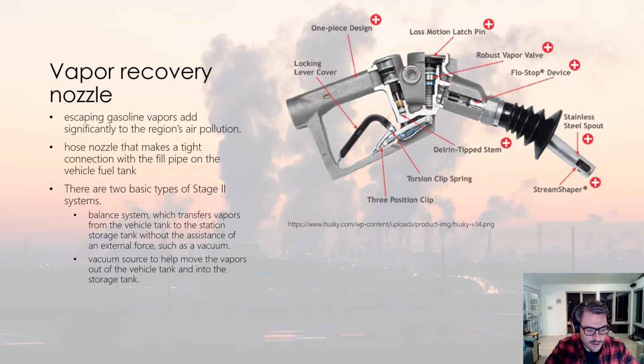A key feature in the balance system is a hose nozzle that makes a tight connection when the pipe is on the vehicle fuel tank. The nozzle spout is fitted with an accordion-like bellows that presses snugly against the fuel pipe lip. Balance systems are designed with controls that prevent fuel from flowing into the vehicle tank unless there's a tight connection between the nozzle, the bellows, and the fuel pipe.